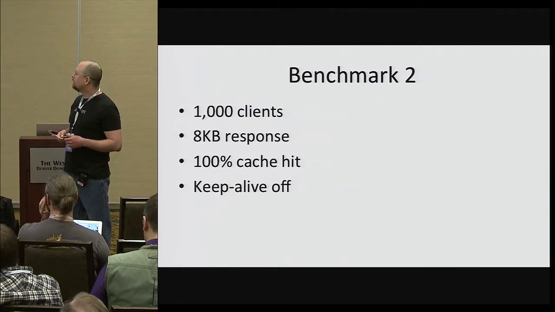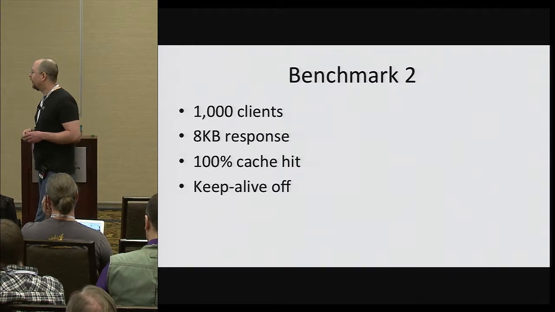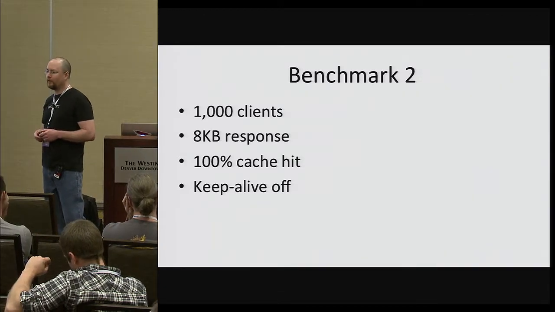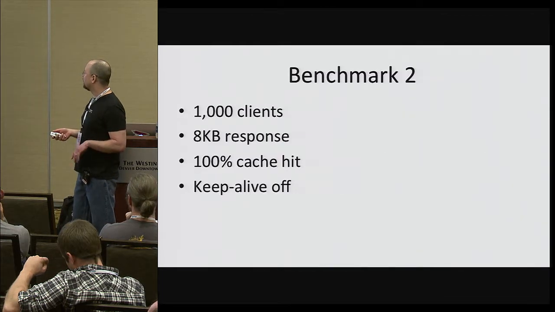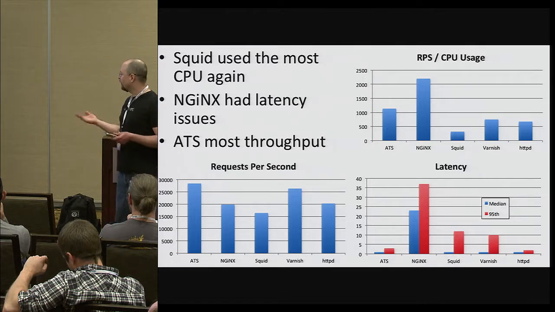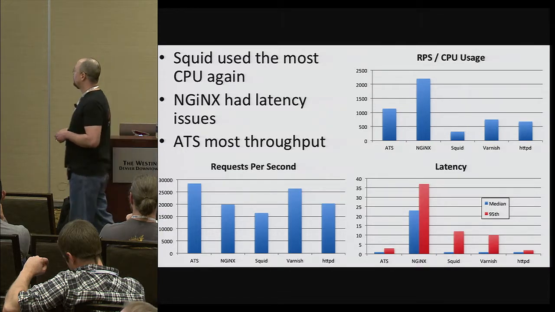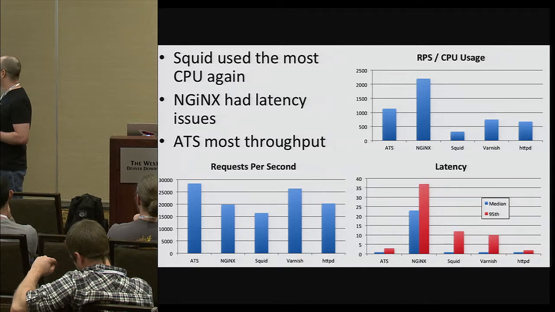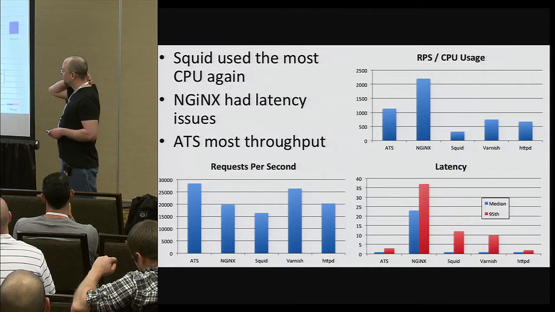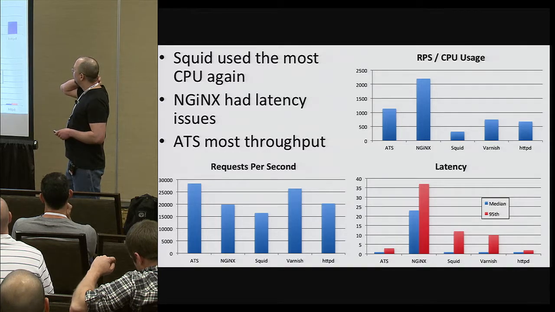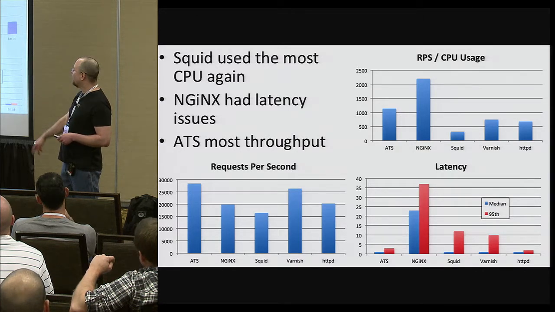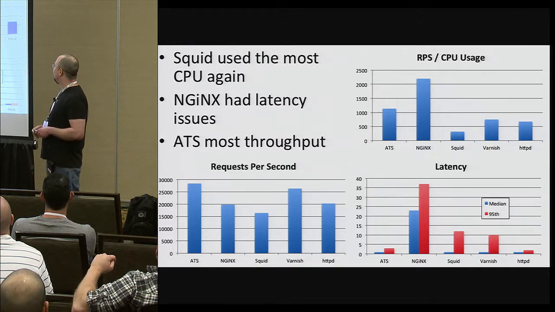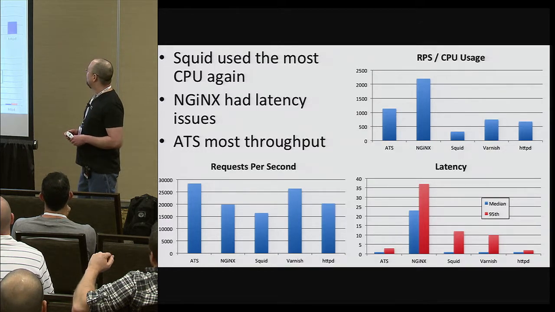Benchmark 2, this is turning off keep alive, basically. So this is how fast can the proxy server accept a connection, process a connection, and move on to the next connection. And this is the results of this benchmark. Same thing, lower left is the throughput. ATS slightly beat Varnish. In the upper right is basically how efficient. Nginx was very efficient, but it had tremendous latency issues, and the throughput was low. So I don't know if I would actually call that success.